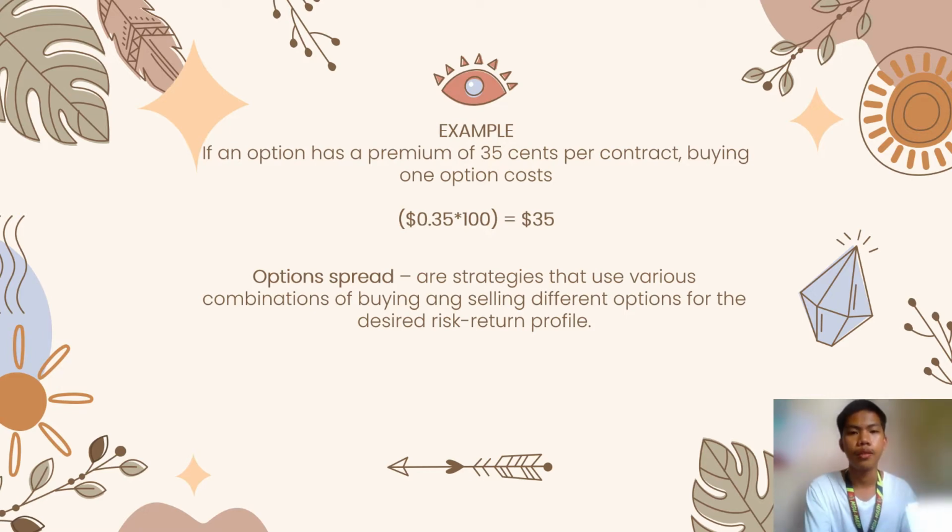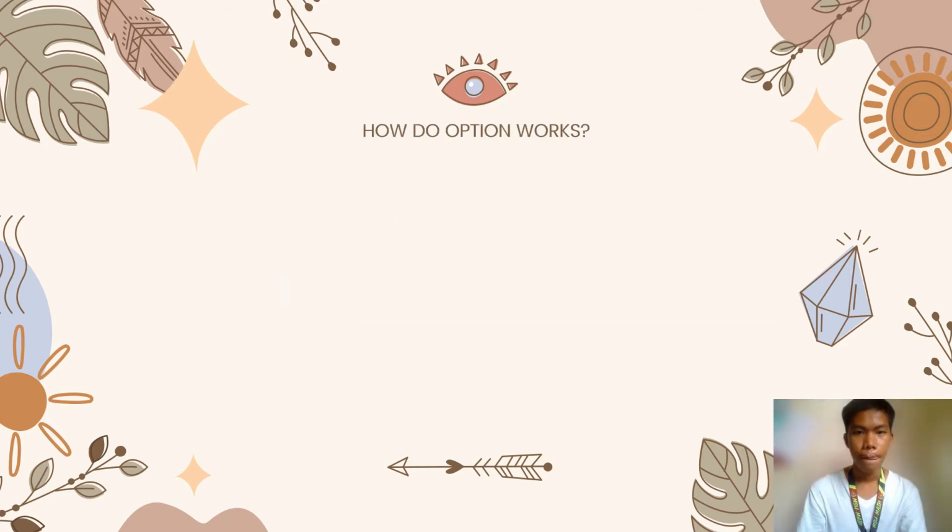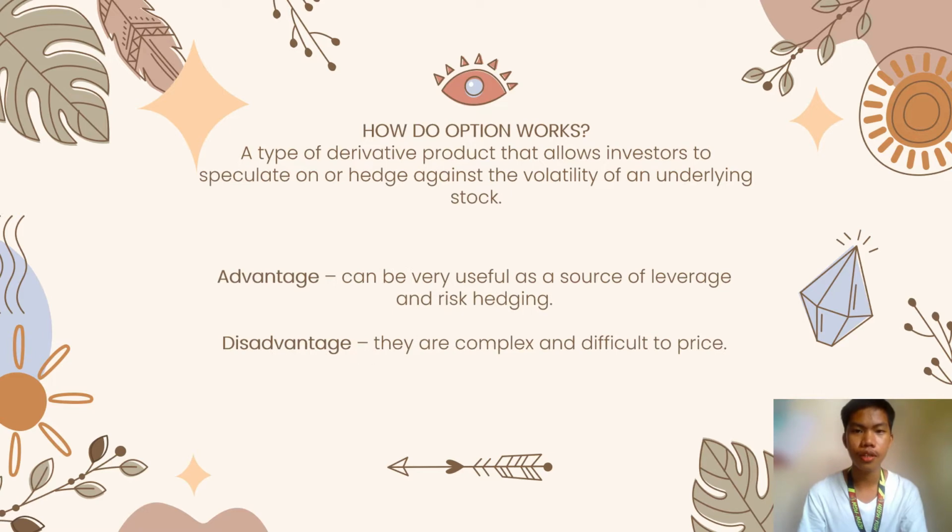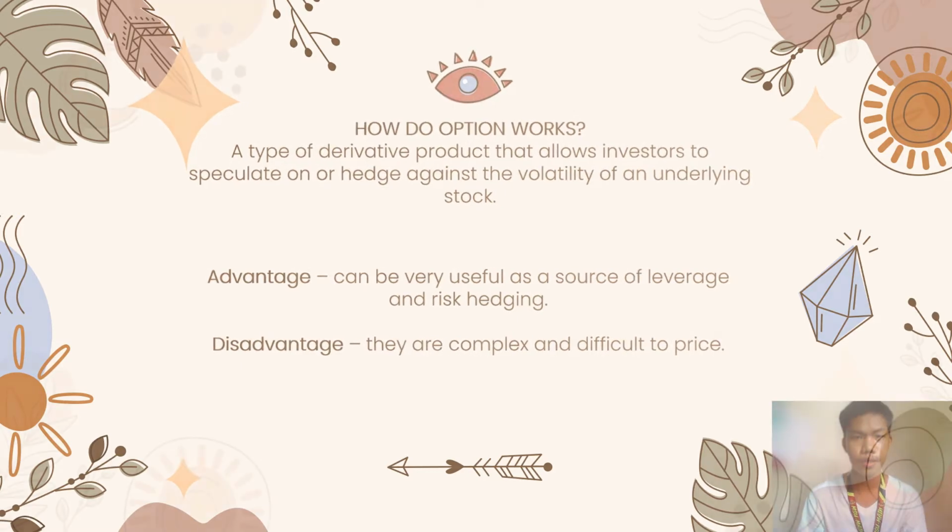Next is option spread. Option spreads are strategies that use various combinations of buying and selling different options for the desired risk-return profile. So, how do options work? They allow investors to speculate on or hedge against the volatility of an underlying stock. Their advantage is that they can be very useful as a source of leverage and risk hedging. The disadvantage is that they are complex and difficult to price.